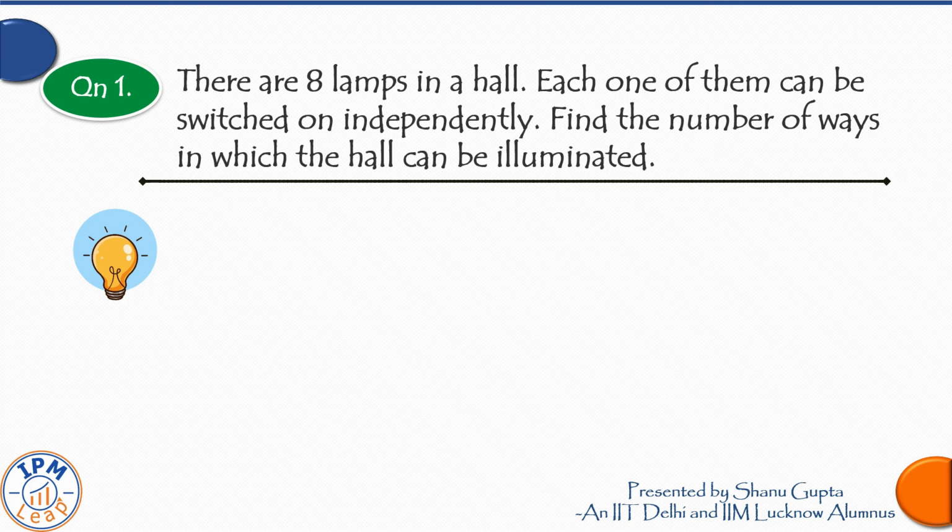Now let's try out a practice question. There are 8 lamps in a hall. Each one of them can be switched on independently. Find the number of ways in which the hall can be illuminated.